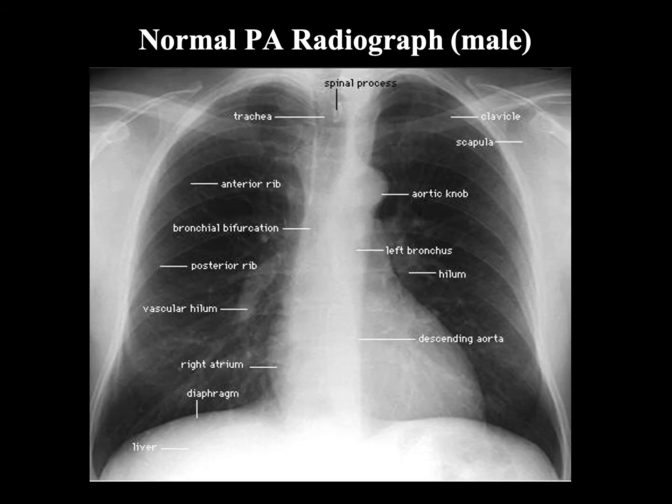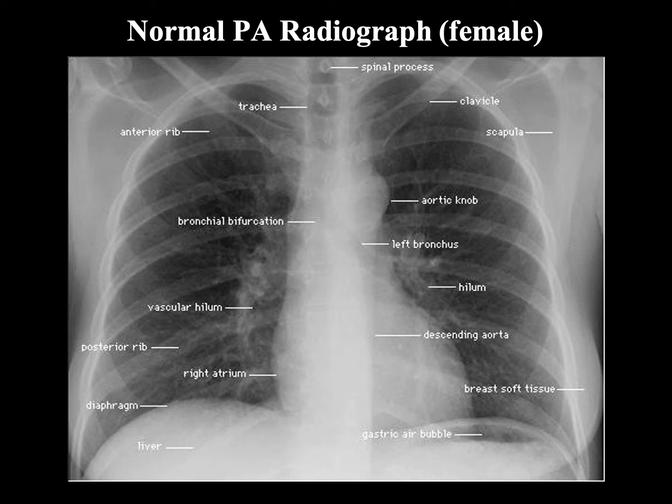So here's your normal PA radiograph. You can visualize a lot of different things here. You see the aortic knob, the heart shadow. You can see some of the aorta and the right atrium over here. You see the diaphragm, and you can see a lot of the ribs. So you can get a pretty good view of what the chest looks like in this view.